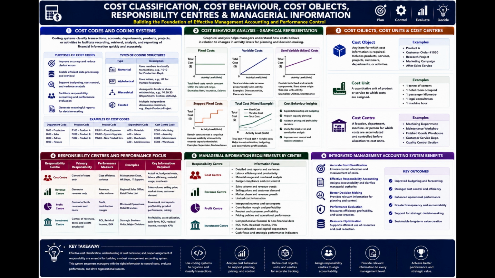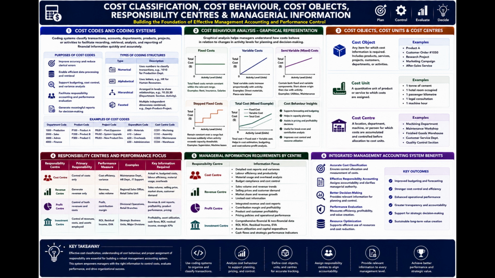Stepped fixed costs remain constant over a range of activity, but increase sharply when production exceeds capacity thresholds, producing a staircase pattern. Interpretation of these graphs assists managers in estimating costs, evaluating capacity utilization, and conducting cost-volume profit analysis for planning purposes. Another fundamental concept in cost accounting is the distinction between cost objects, cost units, and cost centers.